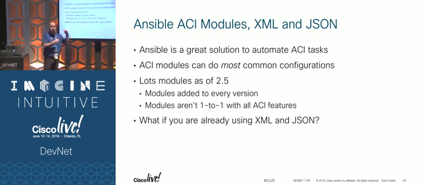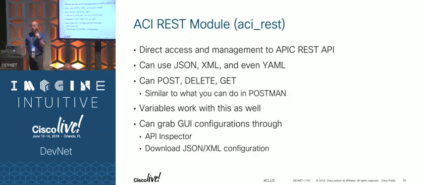You probably already have a library of XML and JSON. You don't want to go back and recreate the wheel, right? Well, this is where the ACI REST module comes in. It provides direct access to and management of the APIC REST API. You can use your existing XML and JSON, and yes, even YAML files to configure your APICs. Variables work with the ACI REST module if you so choose.